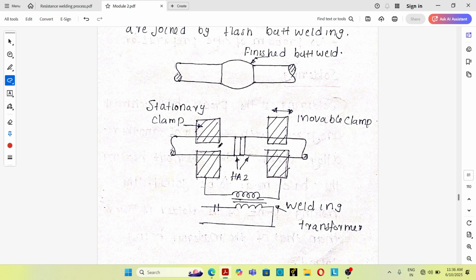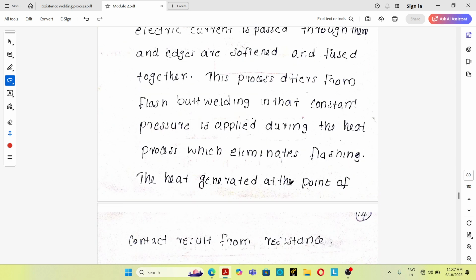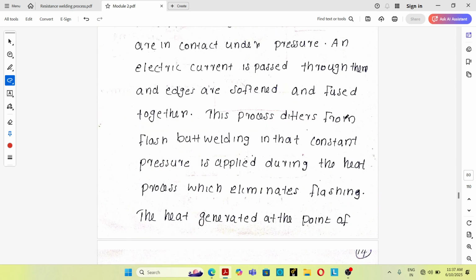See, in butt welding, the round rods that are to be joined are initially in contact with each other. In the previous one, they are not initially in contact. They move towards and away from each other in order to create a flash. But in this process, they remain in contact and current is passing. Due to resistance, heat is produced here, and this welding area gets heated and a metallurgical bond is created. This process differs from flash butt welding in that constant pressure is applied during the heating process, which eliminates flashing.